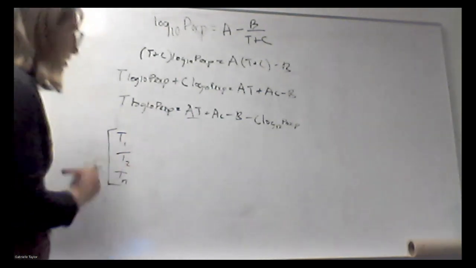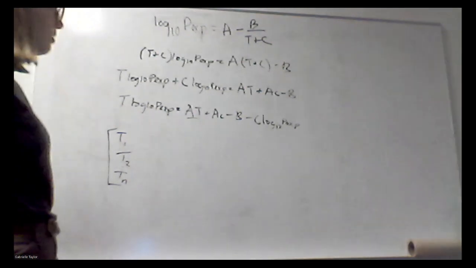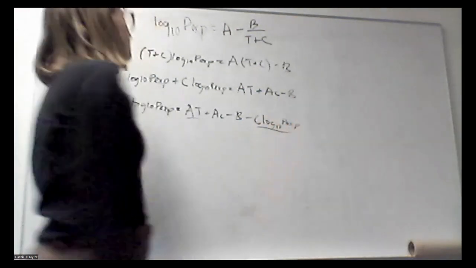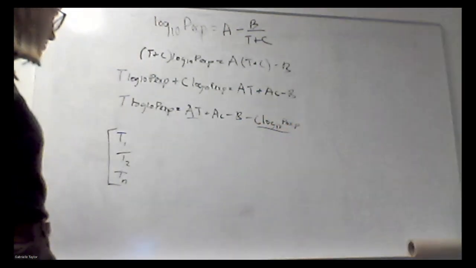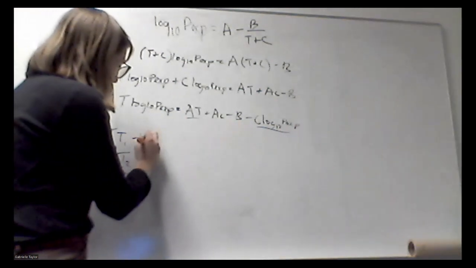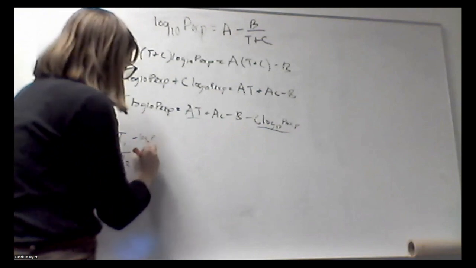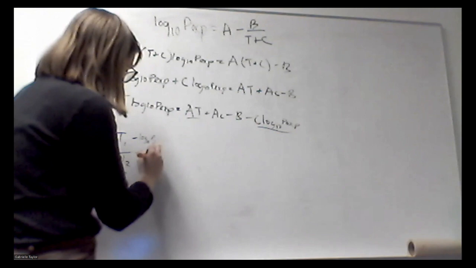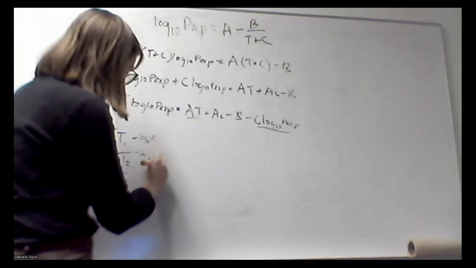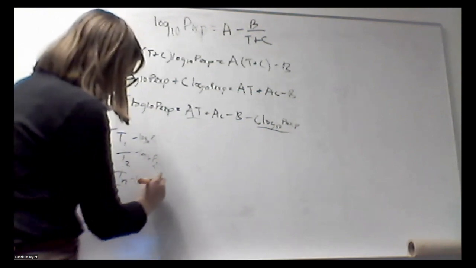this is going to go to Tn. Okay, so then our next coefficient that's all by itself is, let's do C, because it's going to be easier if we do C. So our next one is going to be negative log base 10 of P1, negative log base 10 of P2, and then dot dot dot, this is going to be negative log base 10 of Pn.